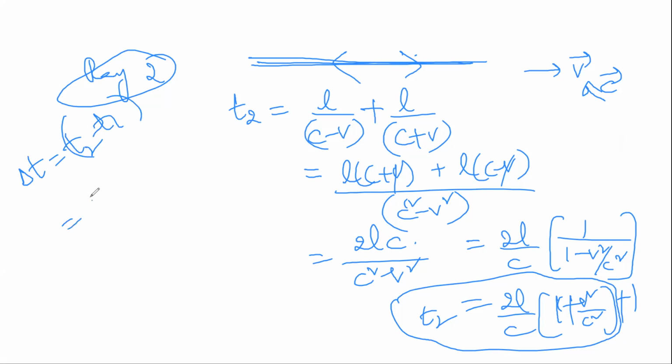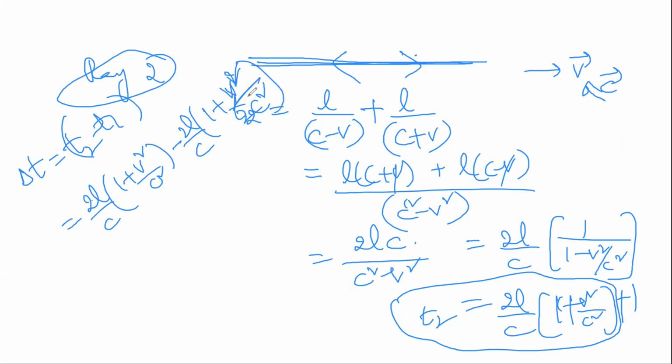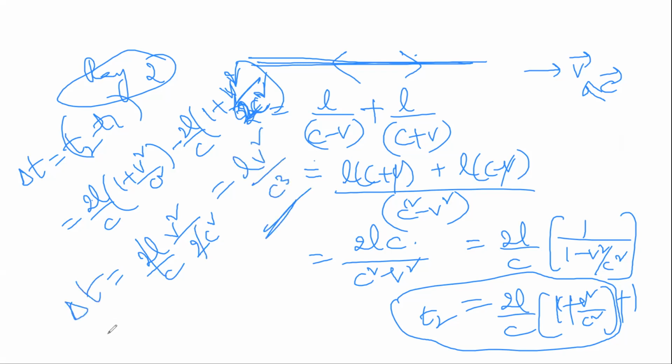Okay, the difference on longitudinal transverse will be delta T, the time difference. So 2L by C into 1 plus V square by C square minus 2L by C into 1 plus V square by 2C square. So what I'll get, 2L by C into V square by 2C square, that is equal to, 2 will get cancelled, LV square by C cube. LV square by C cube is the time difference.